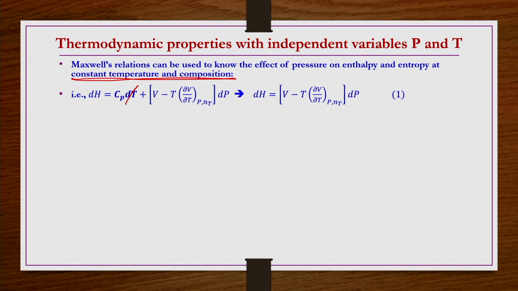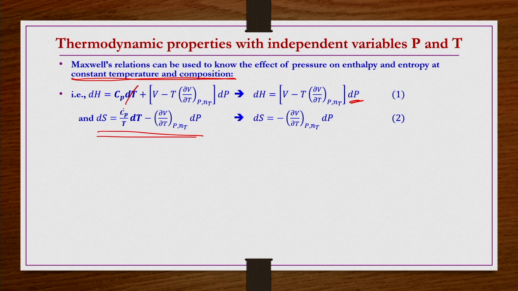Using this relation, if you integrate it, you can get the information about enthalpy, and how this enthalpy is changing with change in pressure, or the effect of pressure on this enthalpy we can find out by integrating this equation. Similarly, dS is equal to Cp/T dT minus (∂V/∂T) at constant P dP. This is another Maxwell relation. These two are Maxwell relations only, right. Since it is constant temperature, again dT is 0.